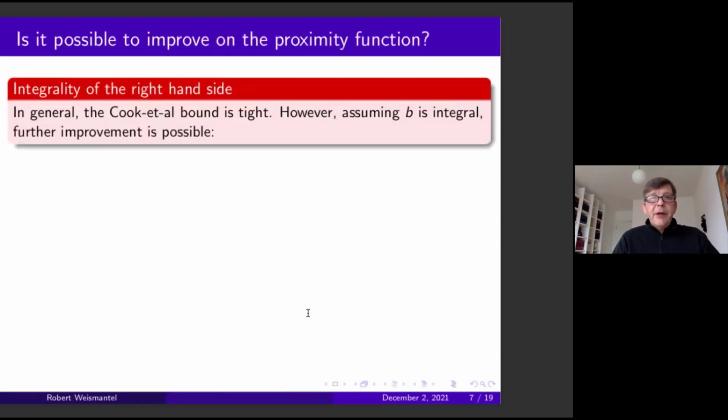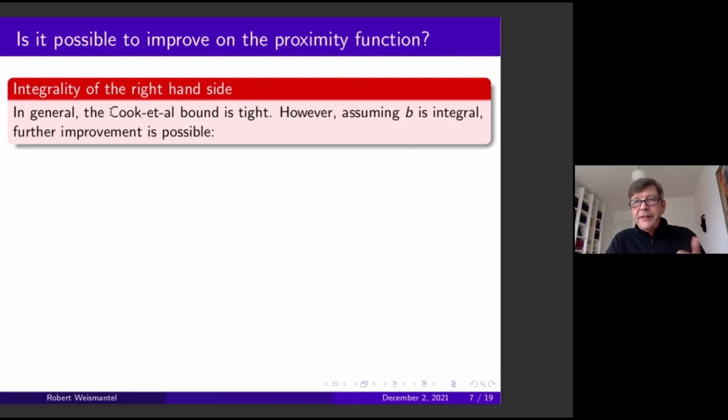So now the question is, is it really possible to improve on this proximity function? And this is a hard nut, at least for me. I've been thinking with many other people about this question for several years, and still it's very moderate what we can offer. And in fact, we have to be careful. Here is really where you need integrality of the right-hand side. Because in general, this bound of n times delta is tight when you allow b to be fractional.